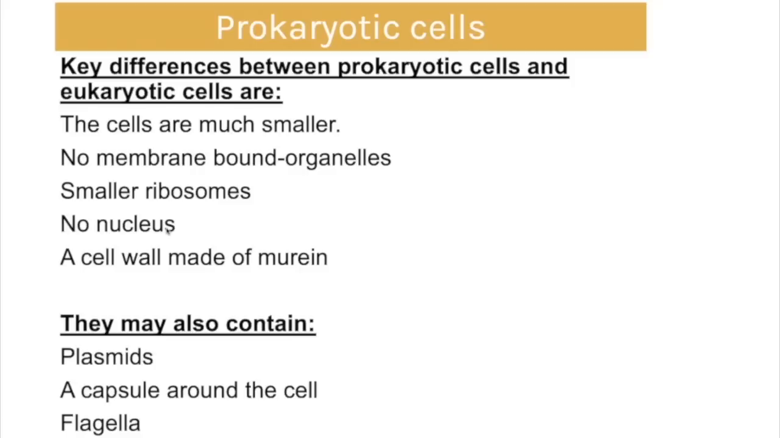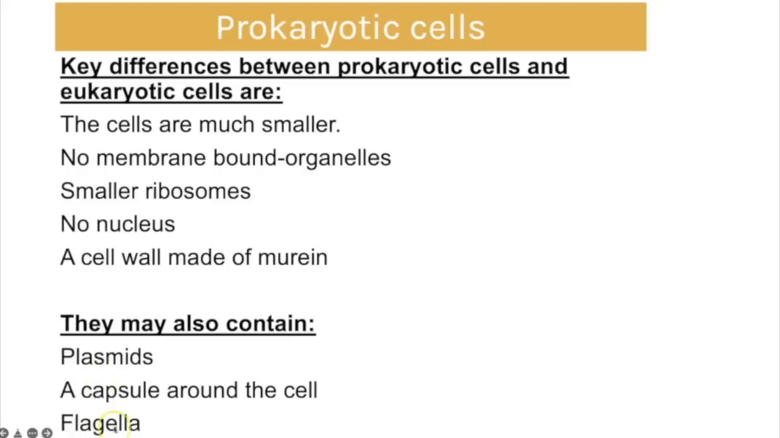So instead, their DNA will just be as a single loop, which is free within the cytoplasm. They do have a cell wall, and that is made up of murein. Sometimes they might also contain plasmids, which are additional loops of DNA. They might have a capsule around the cell, which is to help prevent desiccation and to evade the immune system.